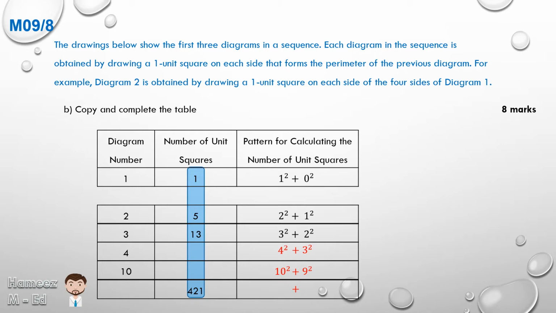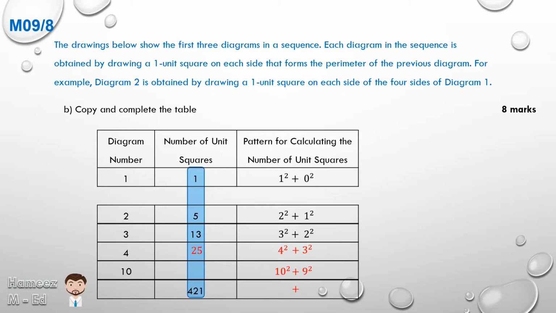In the third one, 3 squared plus 2 squared. 3 threes are 9, plus 2 twos are 4. So 9 and 4 is 13. As such, in the diagram number 4, we have 4 squared plus 3 squared, which is 16 plus 9 is equal to 25. And if we check our diagram 4, which we drew in part A, we should be getting 25 squares in all.